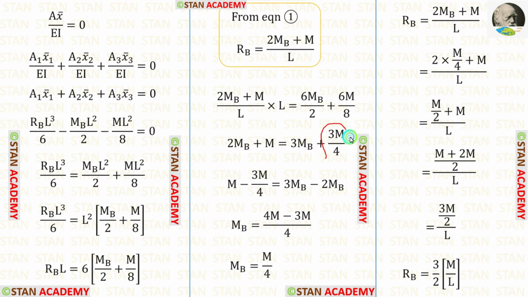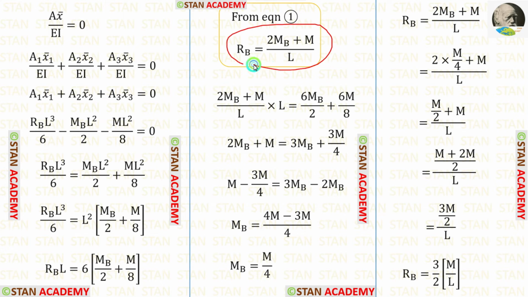Then let us take 3M upon 4 on the left side, so it will become negative, and 2MB on the right side, it also will become negative. 3MB minus 2MB, we will get MB. Here we can take LCM. We have to multiply M by 4. 4M minus 3M, we will get M. Finally, for MB, we are getting M upon 4. We are getting a positive value. That means our assumed direction is correct.